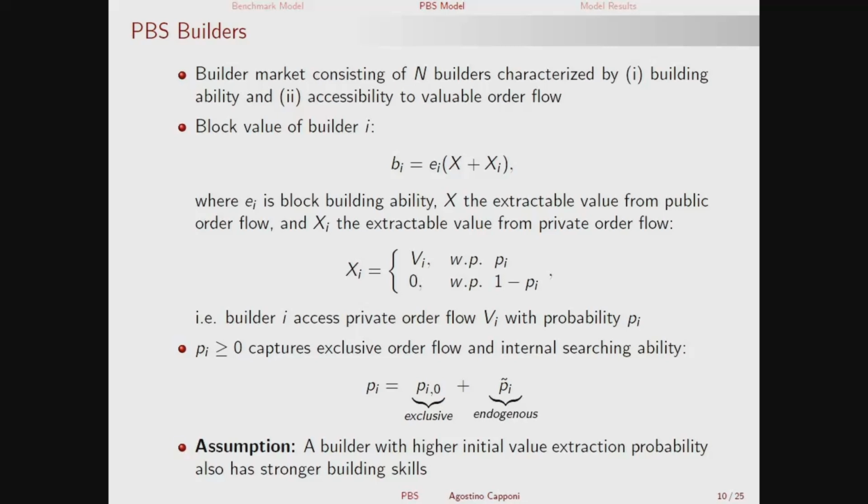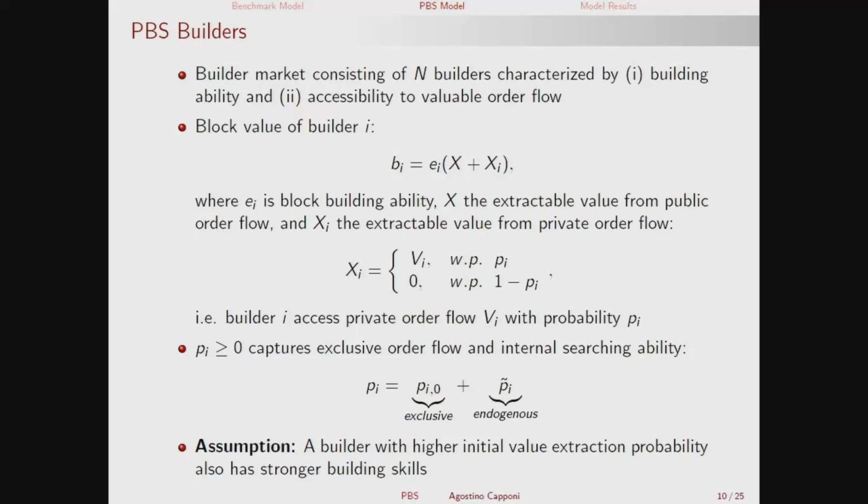So that's the one really exclusive to the builder i. And then, of course, if the builder is good at extracting value from this order flow, this will increase the value of their block. We are modeling the extractable order flow as a random variable, which could be equal to V_i, the value extracted, with probability p_i, and with probability 1 minus p_i, it will extract 0. So if they are good, they will be able to extract order flow with this probability. They have to invest, or have a good internal searching ability or good access to exclusive order flow, in order to extract value from whatever is available.